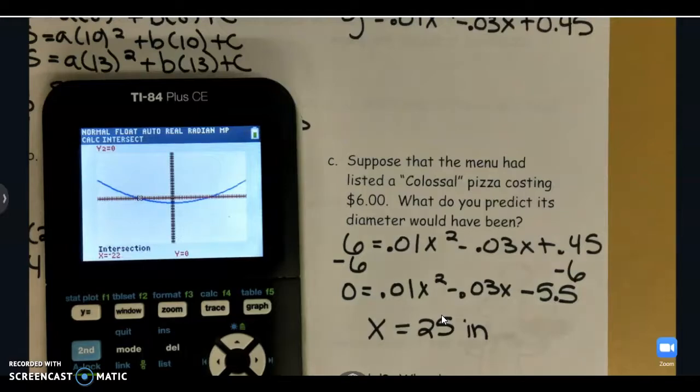Enter, enter, enter. And it's negative 22. Now, think about what that would mean. That would mean we would have a pizza with a diameter of negative 22. Now, that doesn't make sense. So we only have the singular solution here of positive 25 because we can't have a negative diameter for our pizza.